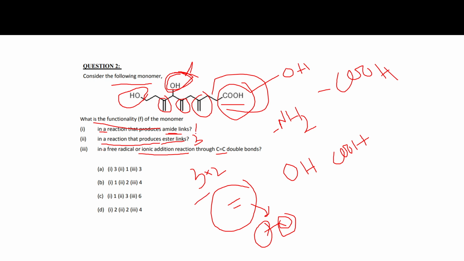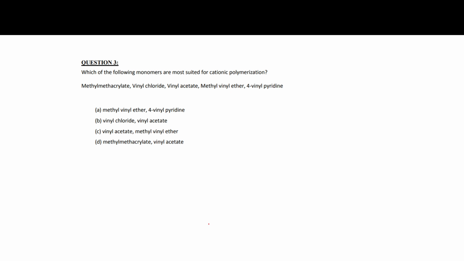So the amide link will be 1, the ester will be 3, and that double bond will be 6. So our right answer should be C, where the first will be 1, the second functionality will be 3, and the third will be 6 functionality.